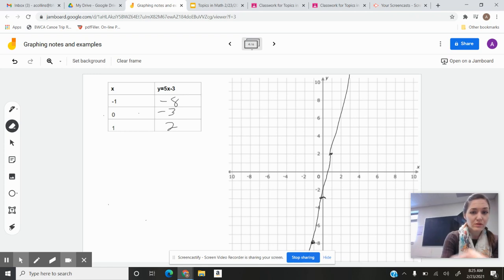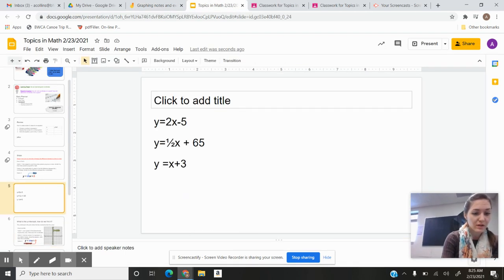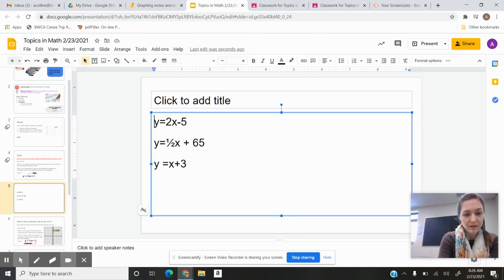So if we were to go to those same examples that we looked at for slope, our y-intercept for this one would just be -5. Our y-intercept for this one would be +65. Our y-intercept for this one would be +3.